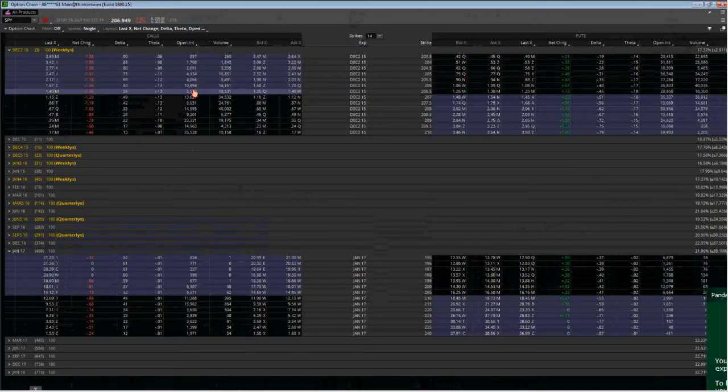When I come over and look at the call side, I see, wow, the 208 traded almost as many as the 206 did, and I'm sitting right around 207. Now, I don't have to be a very smart man to think of what might be happening there.